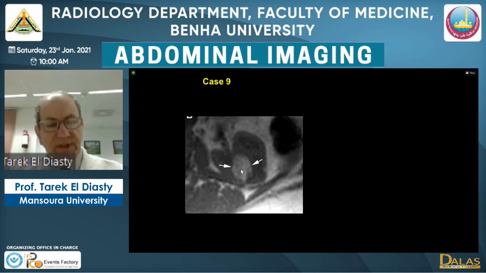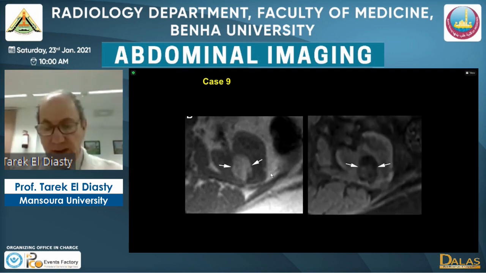And this is an angiomyolipoma, hyperintense on T1 without fat saturation, and on this T1 with fat saturation, we can see a significant drop of signal due to these fat cells. So to diagnose angiomyolipoma, we have to use a fat suppression technique, not chemical shift imaging.